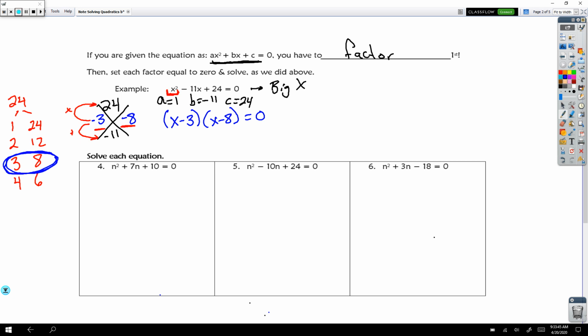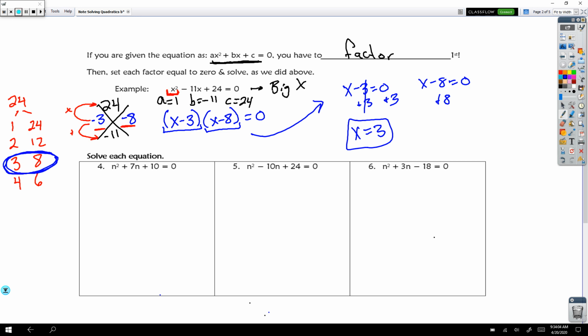Now that I have it factored, I'm going to go through and set each piece equal to 0. So I'm going to come over here and do that because I'm kind of running out of room. We would have x minus 3 equals 0 and x minus 8 equals 0. Add 3. So x would equal 3. Add the 8. Or x would equal positive 8. Okay, so that's the full problem.